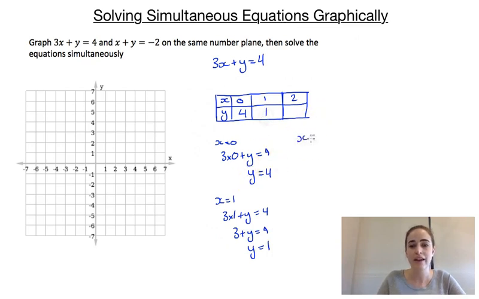And our last one, if x is equal to 2, then we would have 3 times 2 plus y is equal to 4. So 6 plus y is equal to 4. And if we subtract 6, we'd have y is equal to minus 2.